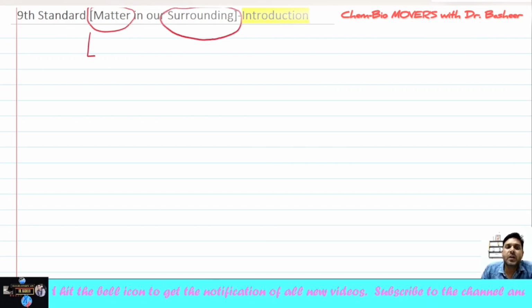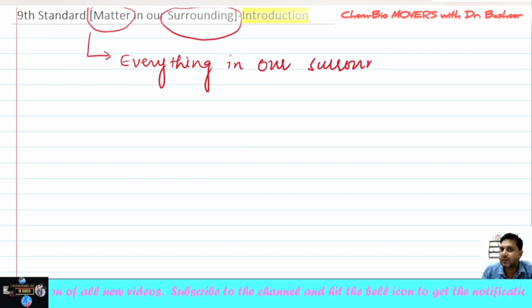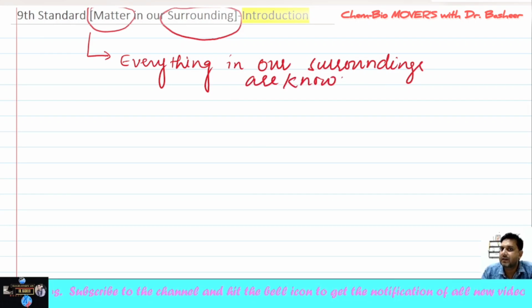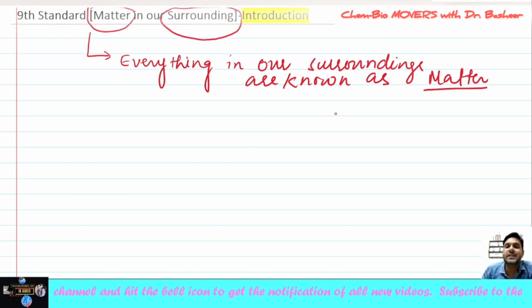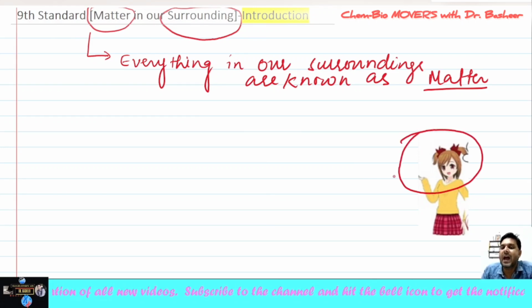See, you have to remember one thing. Everything in our surrounding is known as matter. If you still do not understand this definition, I'll give you one example. Just assume this picture, one girl. Whatever things are available surrounding her, we can say that is known as matter.